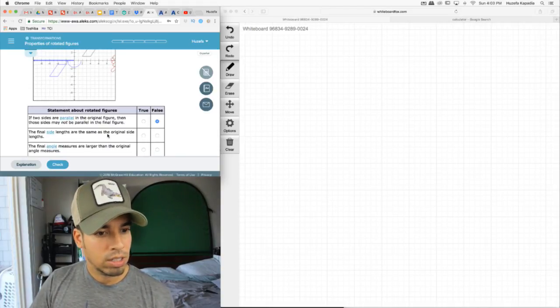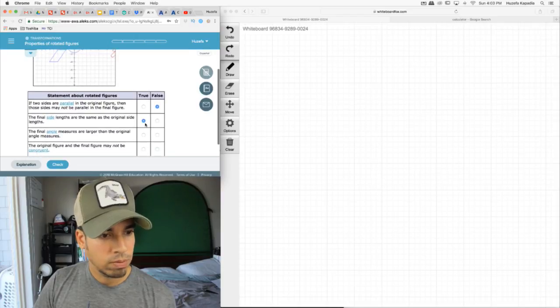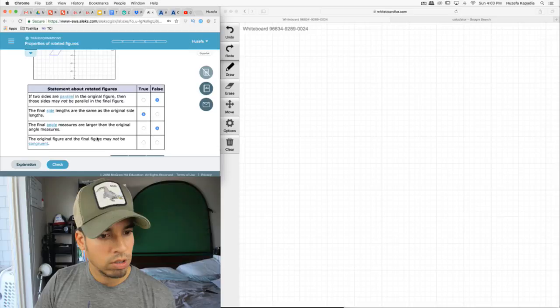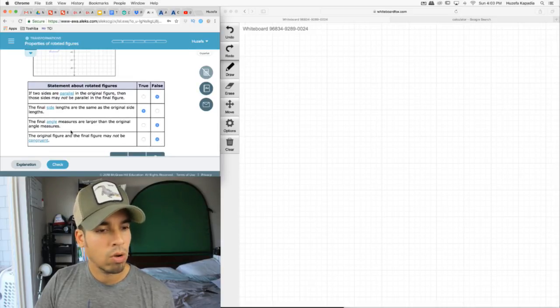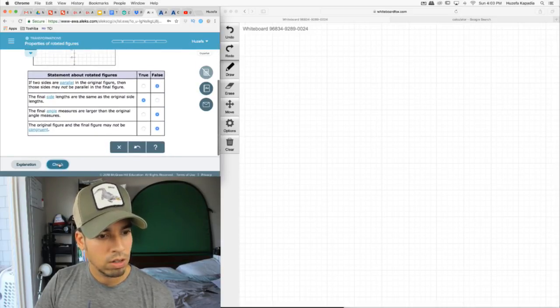The final side lengths are the same as the original side. Yes, true. The final angles are larger. No, nothing changes the angles. The original and the final figure may not be congruent. And false. They're always congruent. It's the same. We're just rotating.